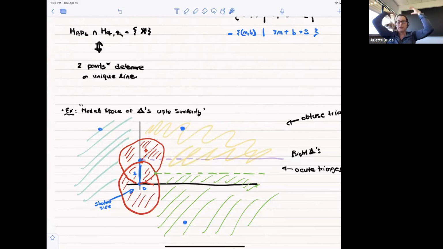If you move it in a continuous way, you couldn't go from an acute to an obtuse triangle without going through a right triangle. And that's because somehow you can't get around this line. You have to cross this line. So you can start to see that this moduli space is actually going to tell you something about triangles. Okay? So that's a whirlwind tour of moduli spaces.